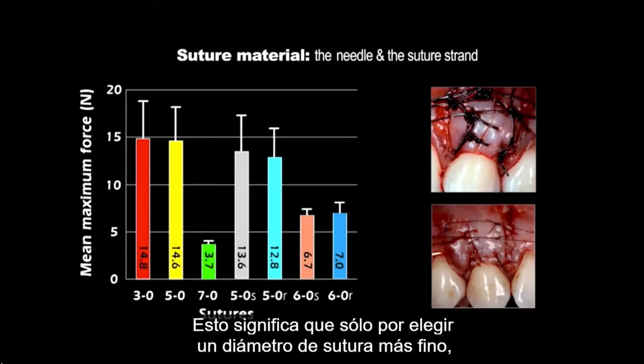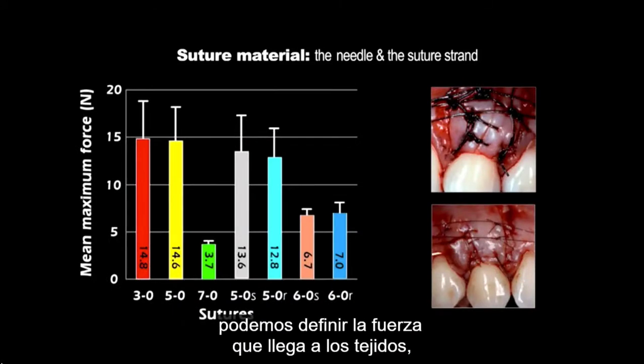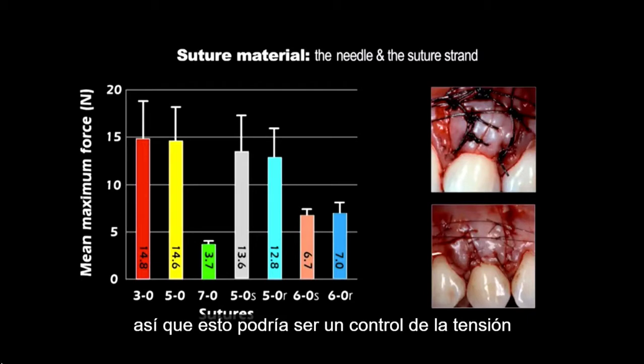That means that by just choosing a thinner suture diameter, we can define the force that is brought to the tissues. So this could be a control of the tension that is brought to the wound margin and at the end to the blood clot underneath.